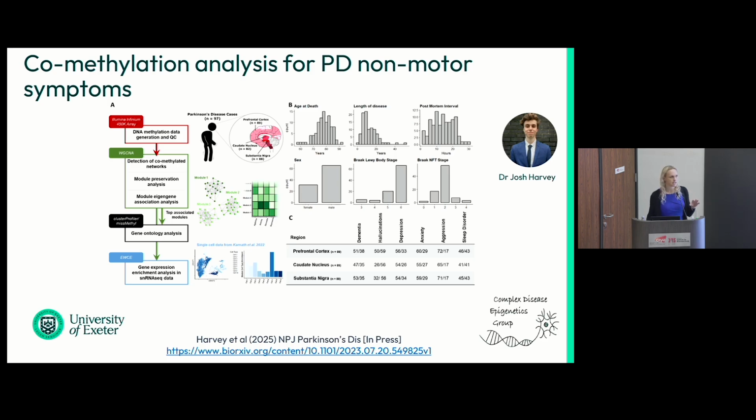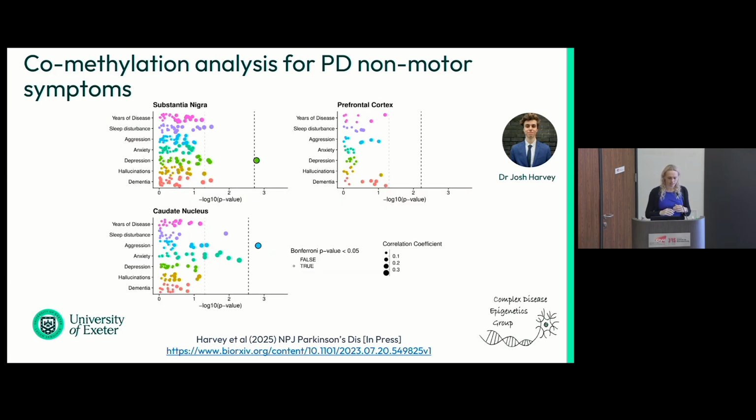This was actually data that was given to us very kindly by a collaborator, Professor Nigel Williams at the University of Cardiff. It had been used as part of an MQTL study, but they hadn't actually used it for an EWAS because they only had about 10 controls and 90 PD, but they allowed us to then use their 90 PD samples to be able to look at these disease endophenotypes. So essentially what we did was we did our weighted gene correlation network analysis.